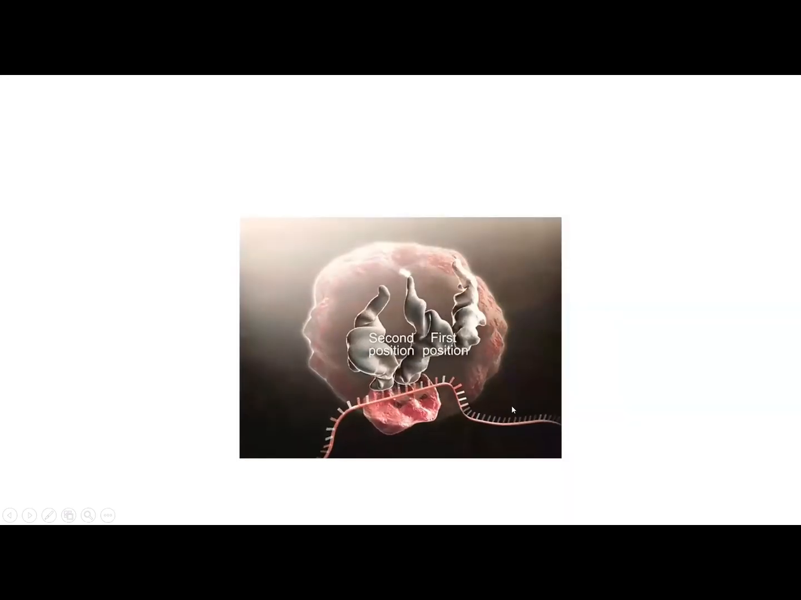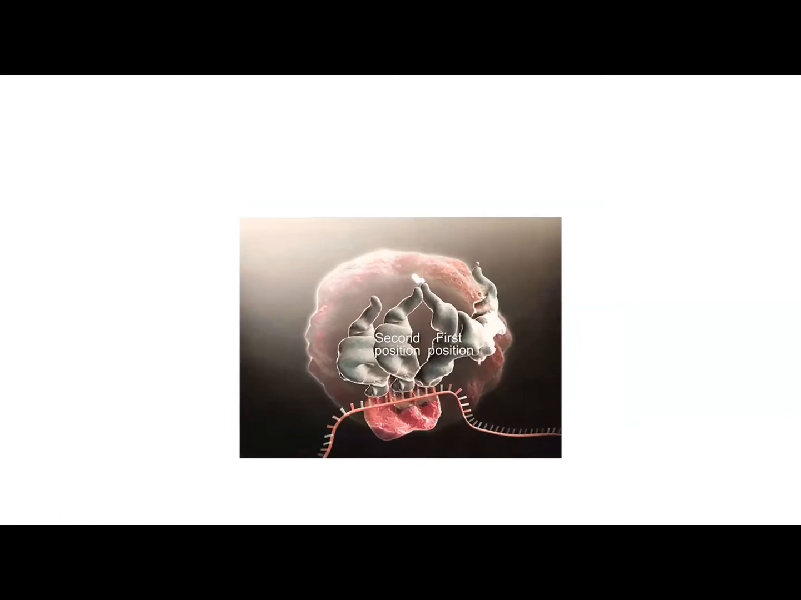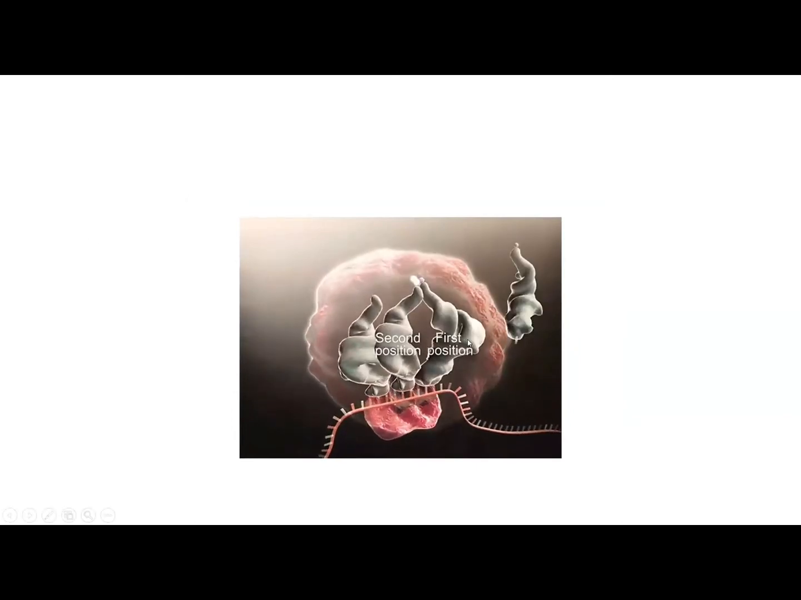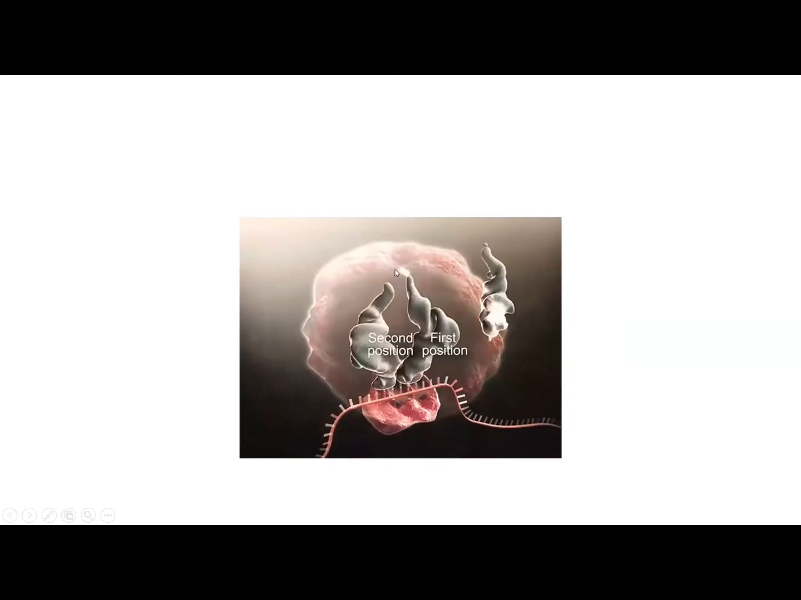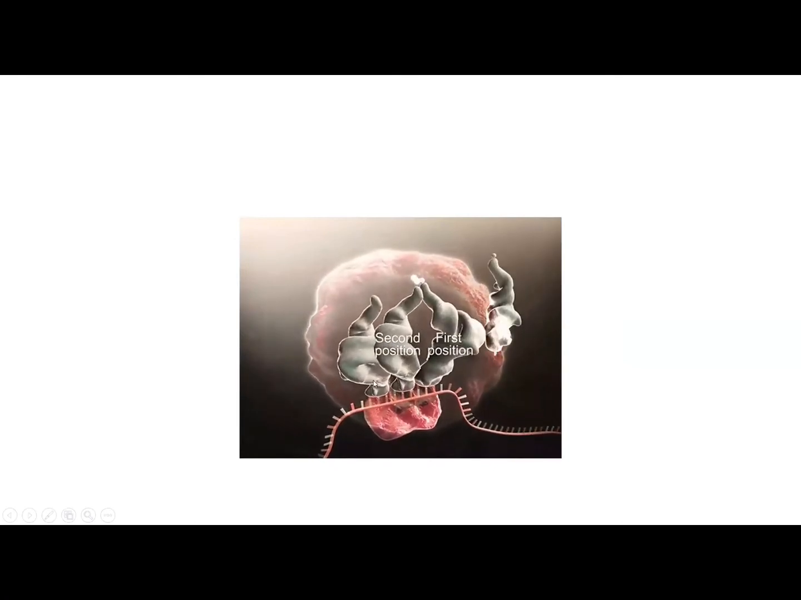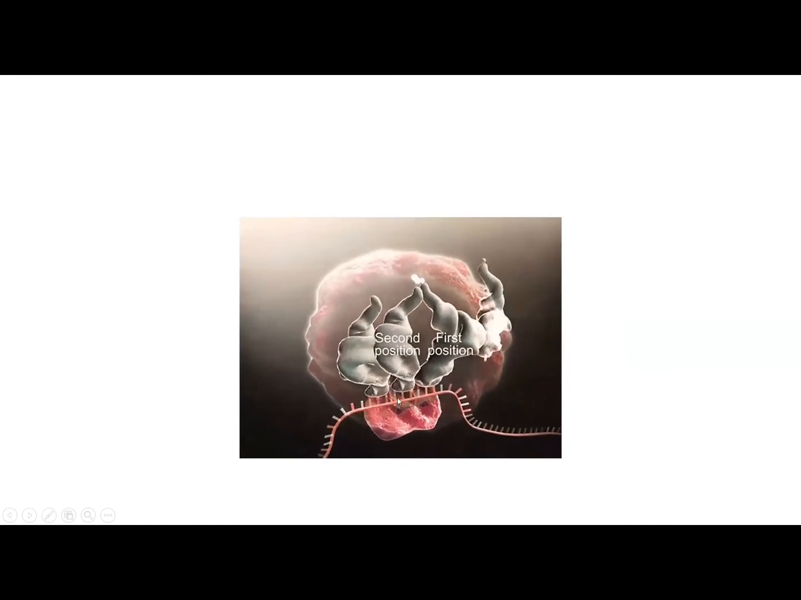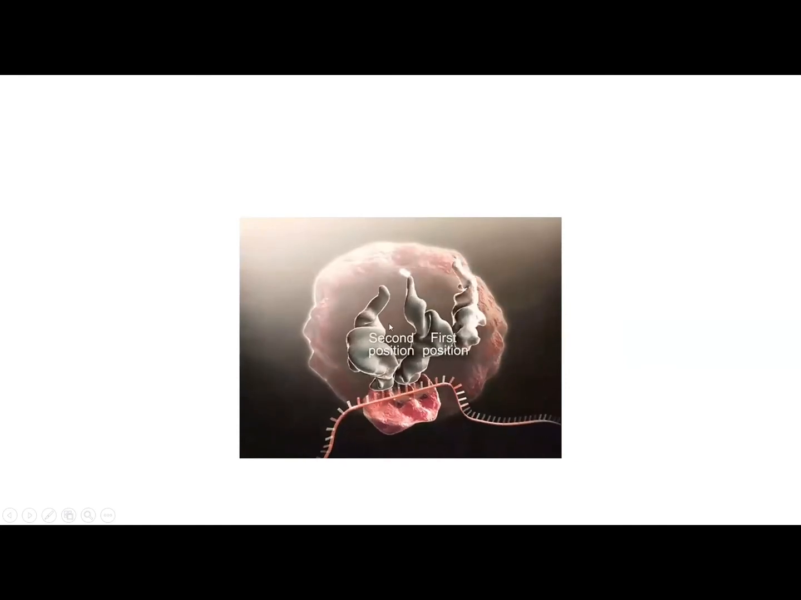This is the animation of the translation process. Here we have tRNA, which binds with the ribosome. The tRNA will translate the codon in the mRNA strand and produce a specific amino acid.